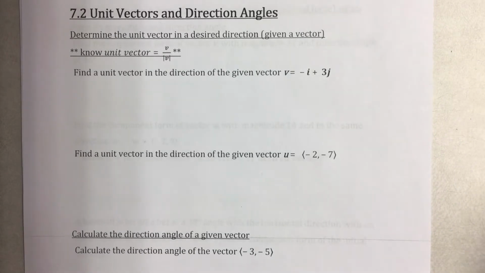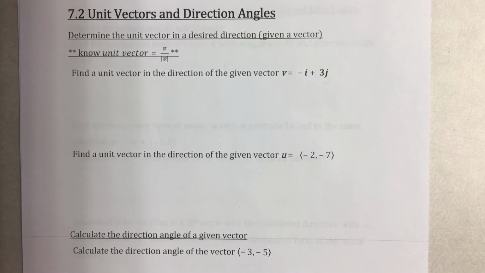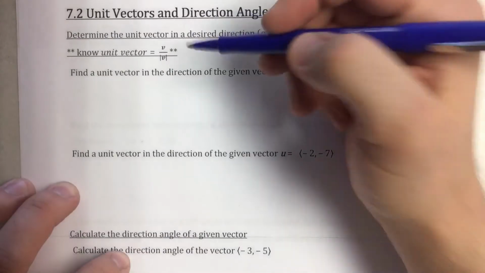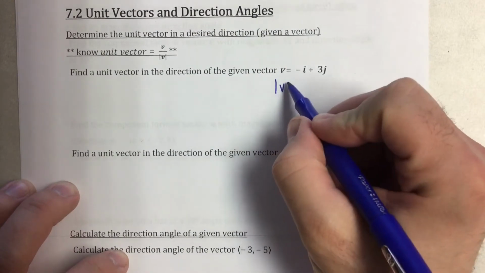So within section 2, looking at unit vectors and direction angles. Find a unit vector in the direction of the given vector, v equals negative i plus 3j. In this, we have a formula, and it's just a matter of knowing how to use the formula. We divide the vector that's given to us by its magnitude. So we need to find the magnitude of this vector.